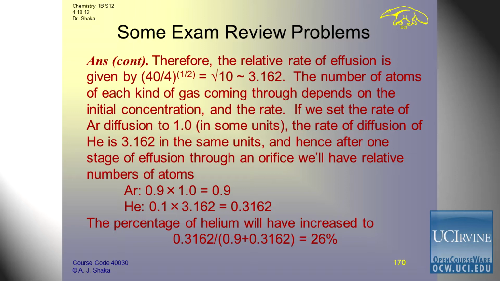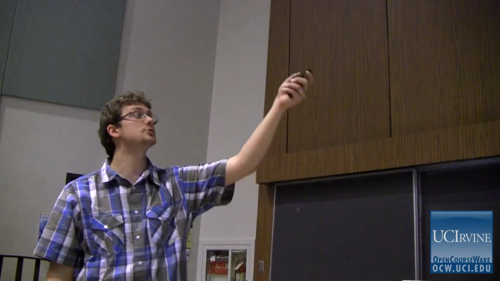I believe that Dr. Shaka used uranium as an example for this in the first lecture on ways to separate things. It can be quite useful, although they don't use uranium isotope separation by that method very often anymore. They use centrifuges.